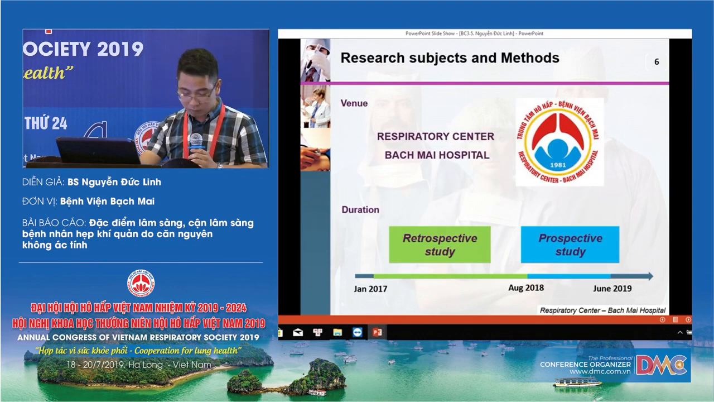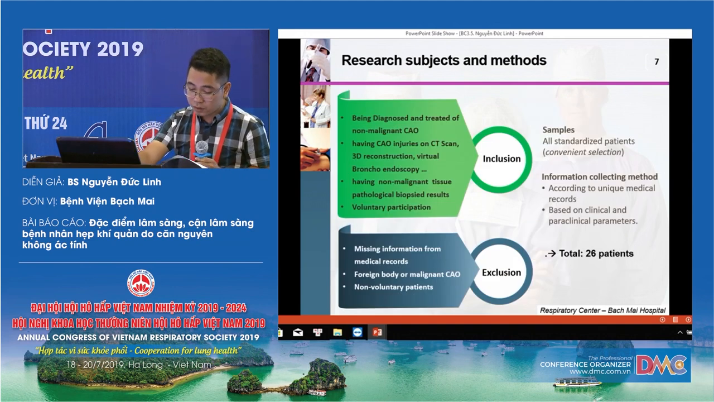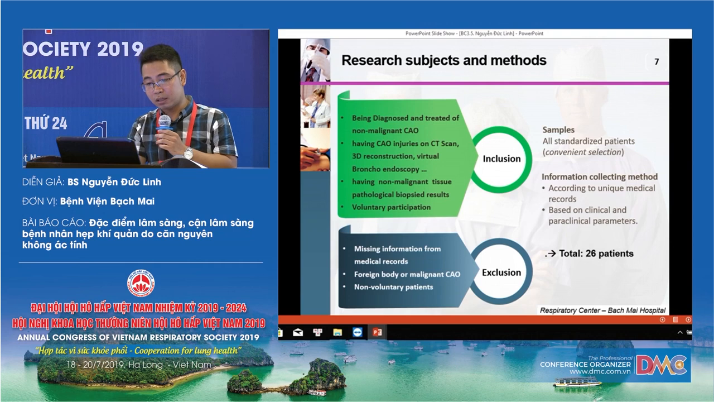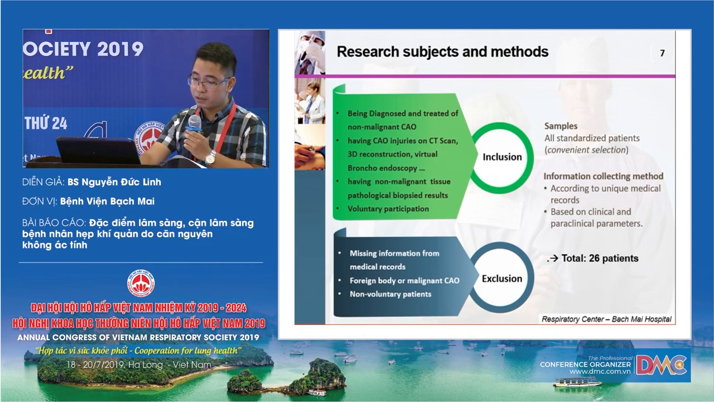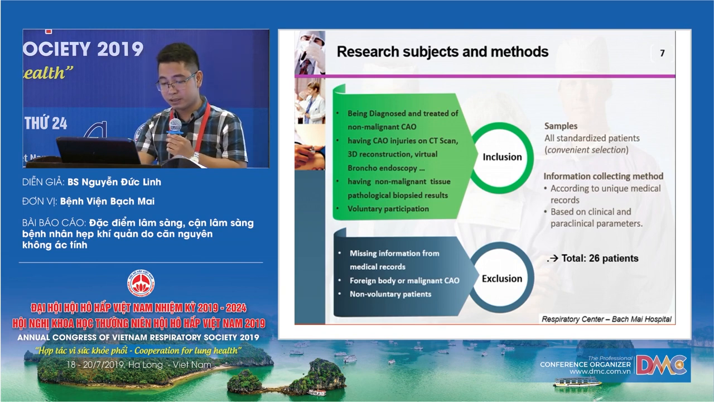For the subjects and methods, we collected data at the Respiratory Center at my hospital from January 2017 to June 2019. For the research subjects, the inclusion criteria were: being diagnosed and treated for non-malignant CAO, having CAO shown on CT scan, 3D reconstruction, and flexible bronchoscopy, having had pathology with biopsy results excluding malignancy, and voluntary participation.